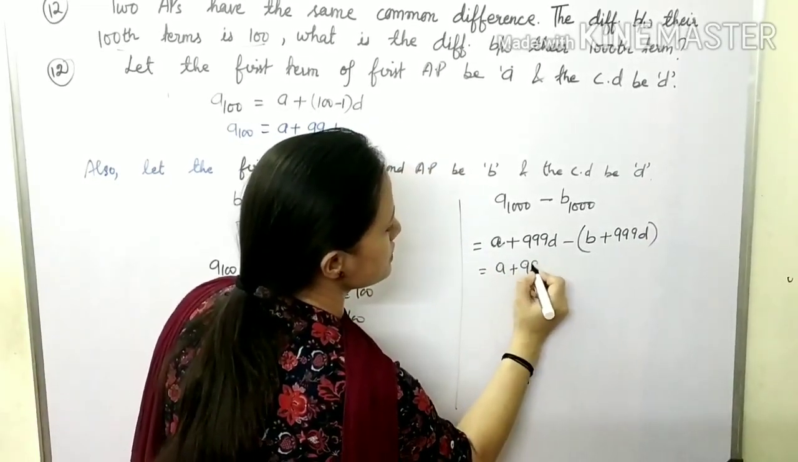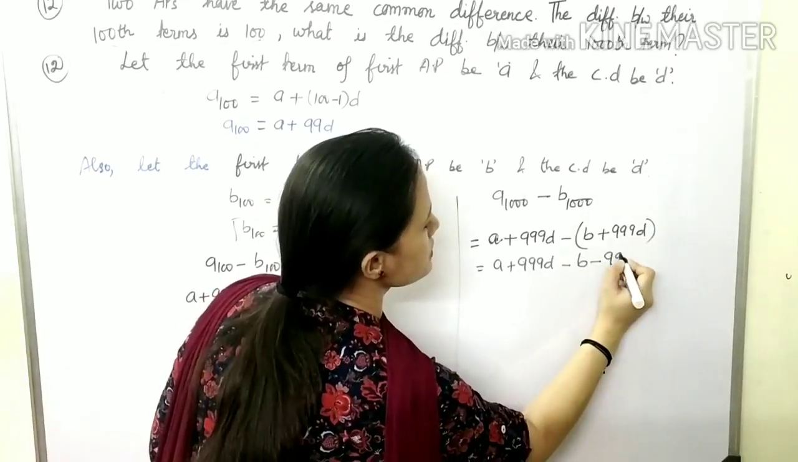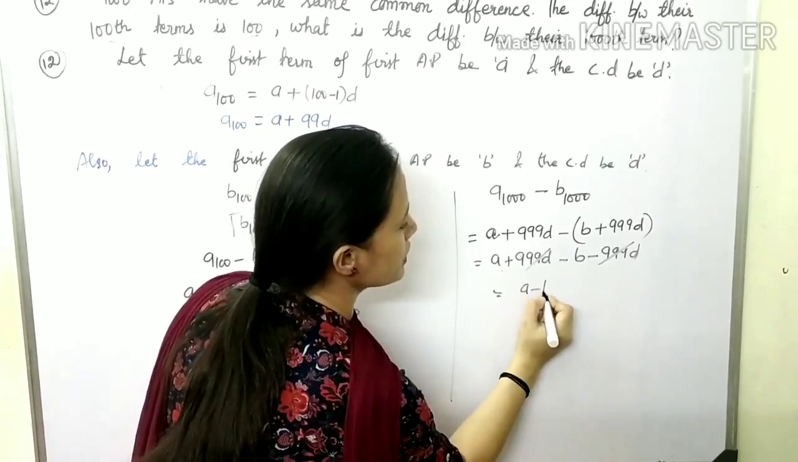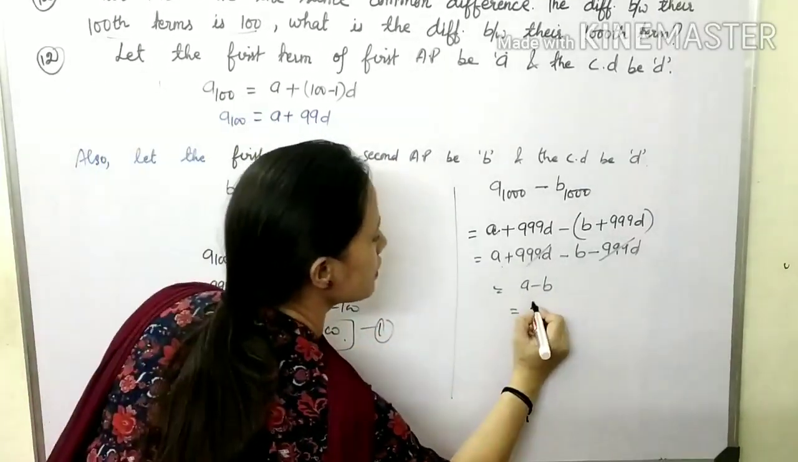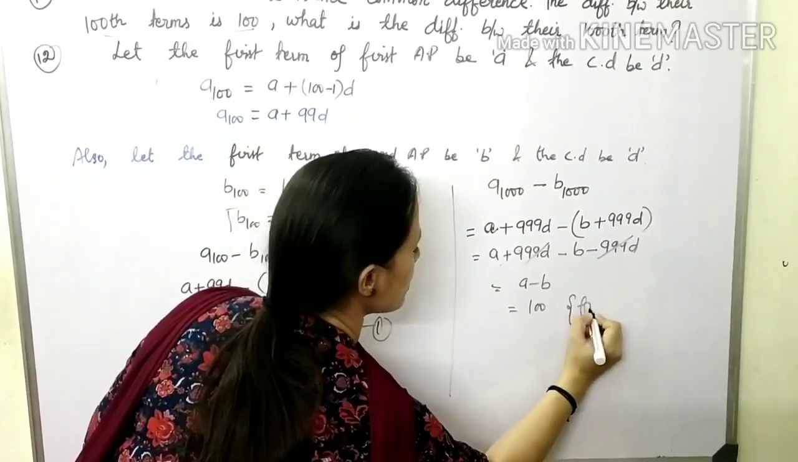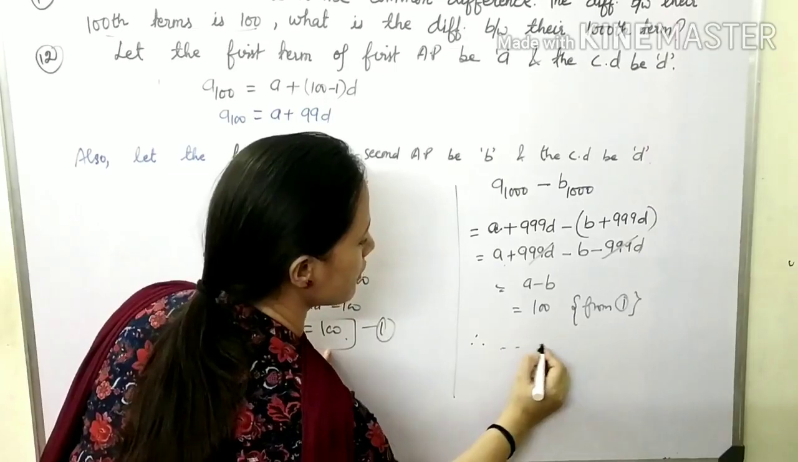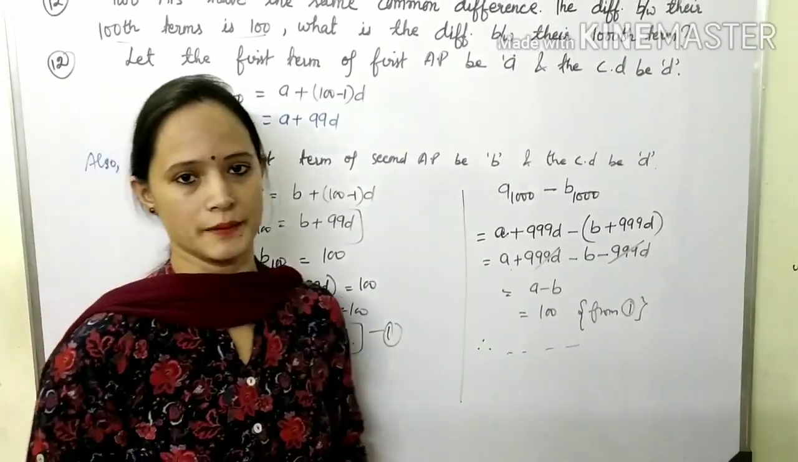A plus B minus B minus, this is getting cancelled, and we are again left with A minus B, and this is what? This is 100 from equation 1. You can write over here, and therefore we got that the difference between their 1000th term is also 100 only.